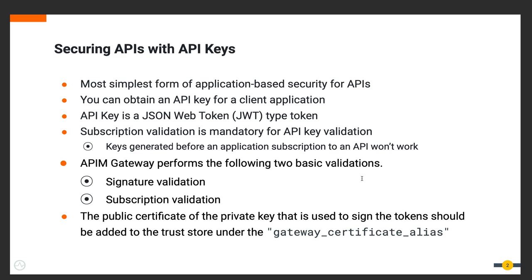If you are using API Manager 2.6.0 or any version prior to 2.6.0, this feature is not there. So that's something to note down. You can obtain an API key for a client application that you register in the developer portal of WSO2 API Manager. One thing to note is that the API key is a JSON Web Token type of token, and you can use that key to invoke an API because that will secure the API.